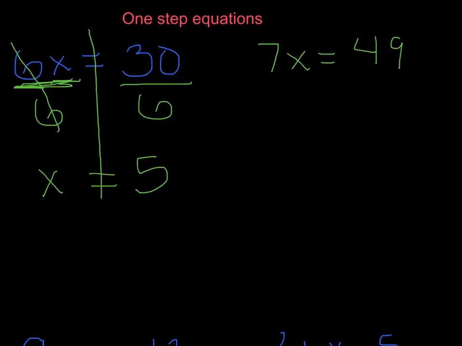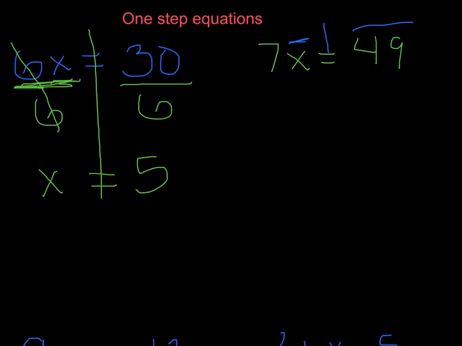So now I have 7x is equal to 49. I'm pretty sure you'll be able to see, you can probably do it mentally. But what this is saying is 7 times what number is going to give me 49? Well, we know that 7 times 7 is 49, but I'm going to show you the math behind it.